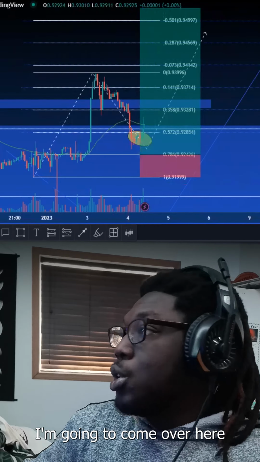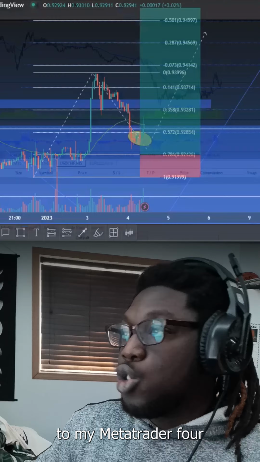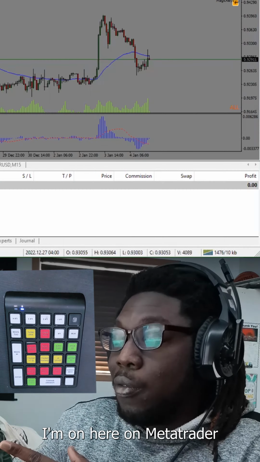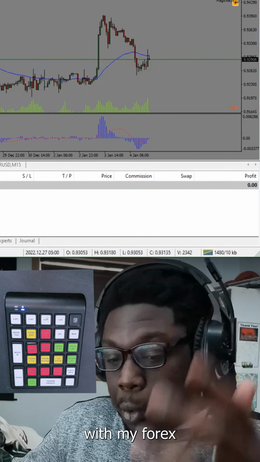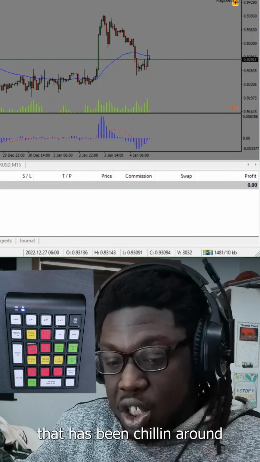Next, I'm going to come over here to my MetaTrader 4. So we see that I'm on MetaTrader 4 on my computer. I have this $10,000 account that I have with my Forex Funds. It's an account that has been chilling around.